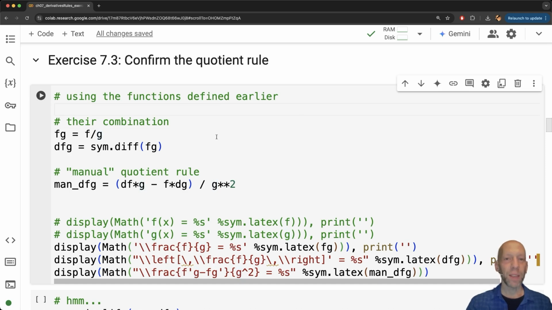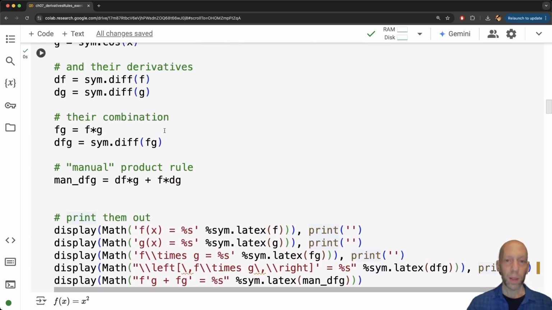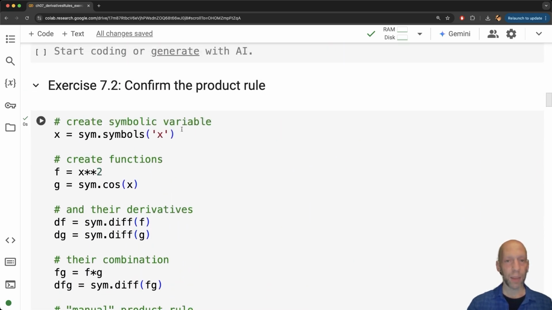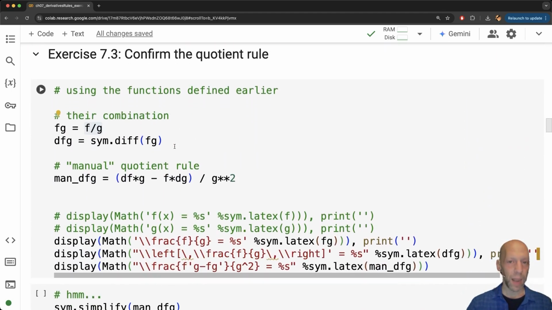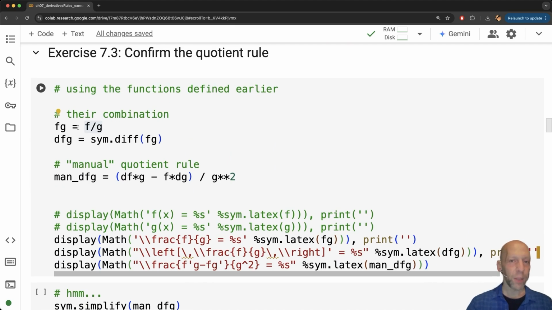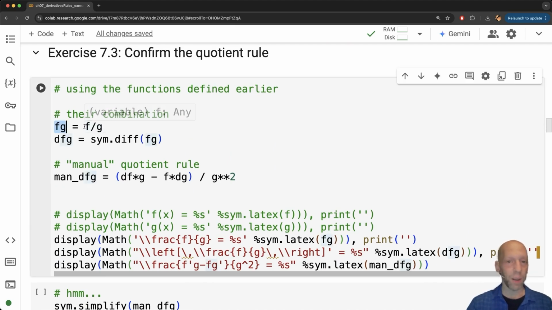Okay, so here is the Python code for solving this exercise. Now, notice I'm not defining f or g here. I'm using the same functions that I defined in exercise 2. So you will need to run the code for exercise 2 to define these variables that are used in exercise 3. Okay, so here is the combination of these functions.